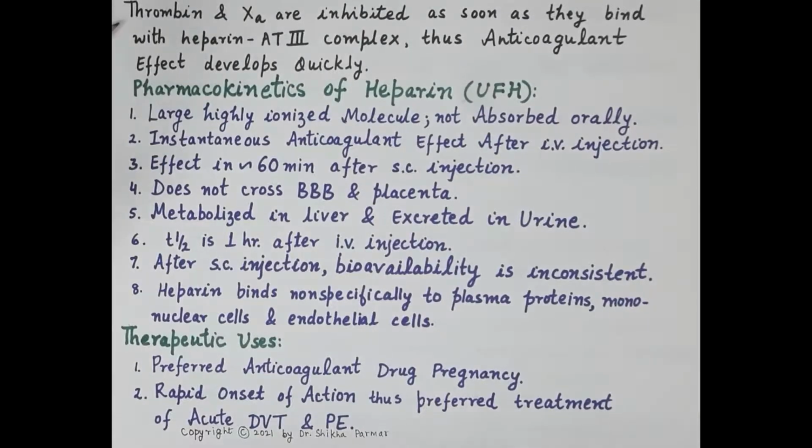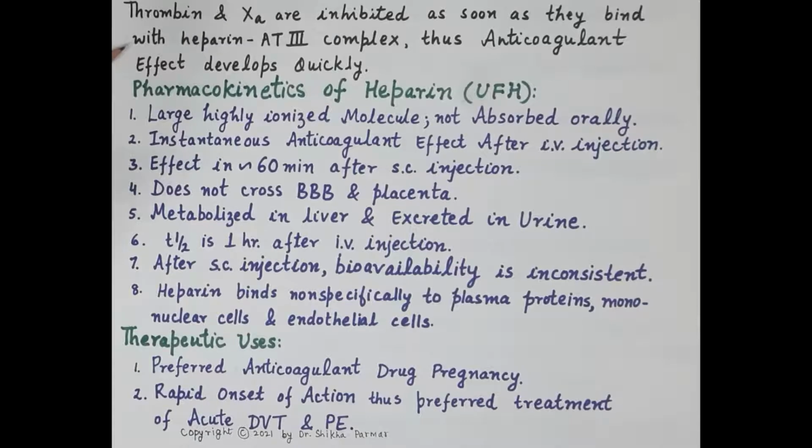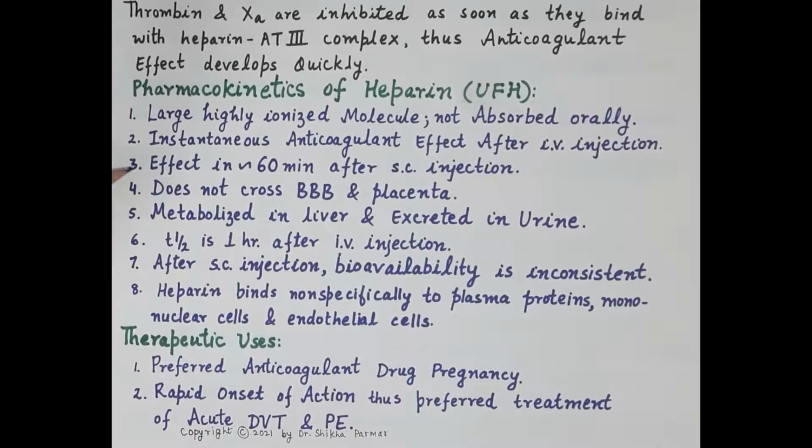Now, thrombin and clotting factor 10A are inhibited as soon as they bind with the heparin-antithrombin complex, and the anticoagulant effect of heparin develops quickly, almost instantaneously after intravascular administration. Now, let's talk about the pharmacokinetics of heparin, that is the unfractionated heparin. Heparin is a large, highly ionized molecule, and therefore it is not absorbed. It acts instantaneously after intravascular injection.